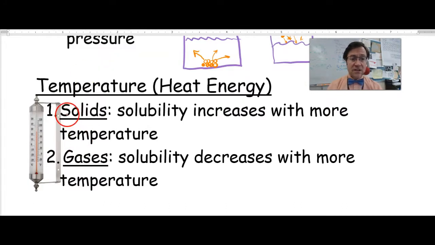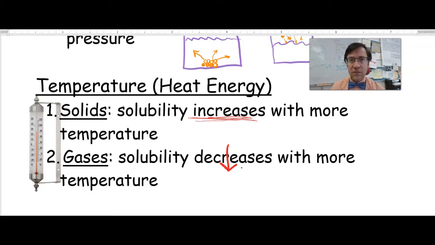So temperature, if you can believe it, is going to affect solids differently than it'll affect gases. Because remember, for solids you want to break them apart and spread everywhere. Gases, you want them to simmer down and get down into the container. So temperature does sort of the opposite. For a solid, the solubility will increase with more temperature, because temperature speeds the particles up, makes them move faster and faster, so they can bounce around and spread all over the place, which is exactly what you want for a solid, right? But not for a gas. The solubility will decrease with more temperature for a gas.